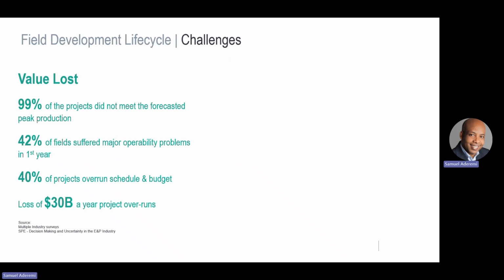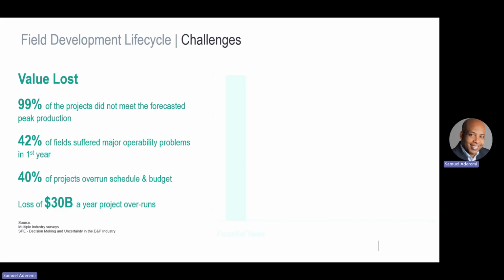Another challenge is around the cost performance, which is a major concern in our industry today. Around 40% of the projects, according to this publication, overrun both schedule and budgets, leading to an estimated average of 30 billion per year in value lost globally, associated with the project overruns alone.